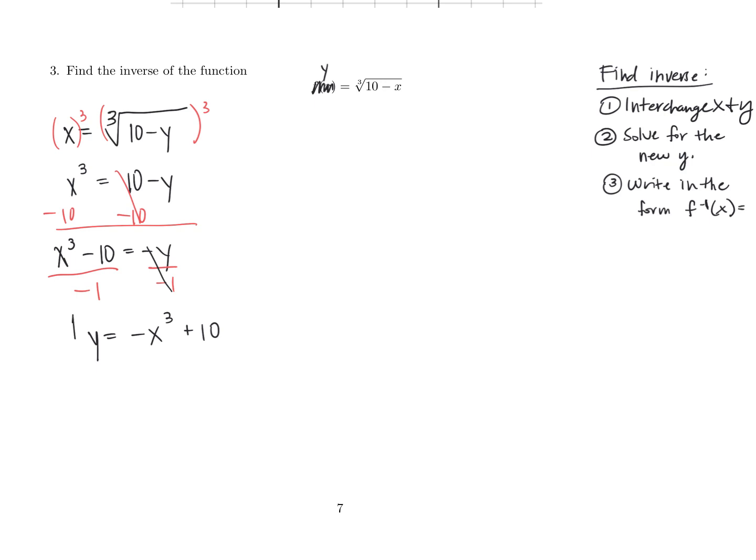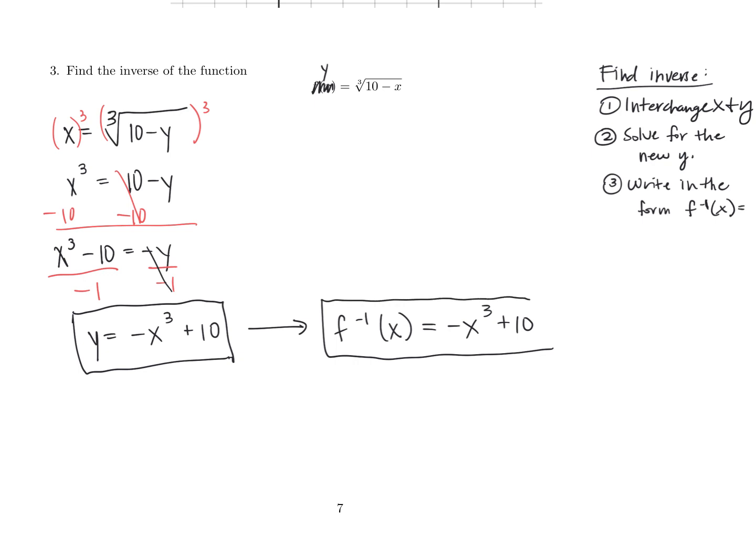So if you get to that point, you have found the inverse. And if you really want to be awesome, you can write it in this form. So f inverse of x is equal to negative x cubed plus 10. I think realistically you would get full credit if you put it in either form, but if you wanted to put it in the inverse function notation form, you could do it like that.